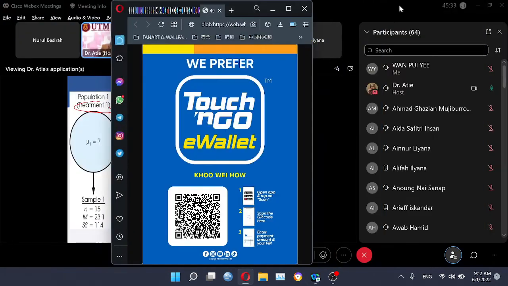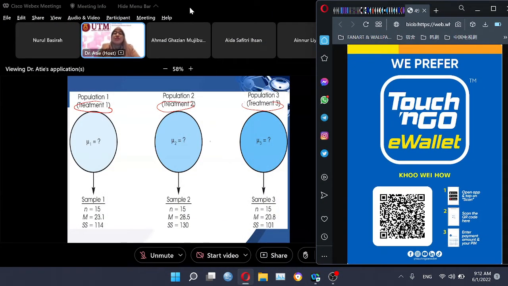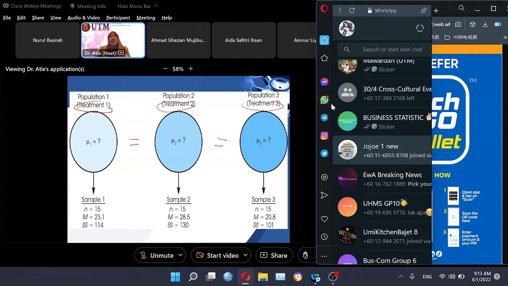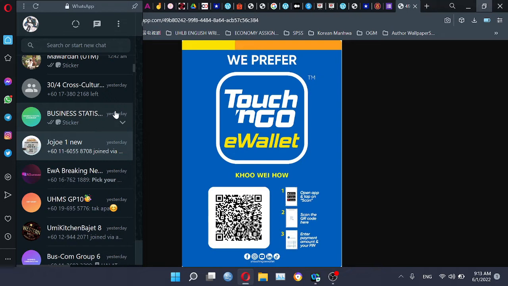So we have different names, but they actually refer to the same thing, right? And then we calculate the mean, and then we calculate the mean for population 3. So our purpose here is to check whether these three means are equal or not, all right? If all three means are equal, it means that the treatments are the same. It does not really make any difference to the patients, the subjects, the respondents, because it's just the same.